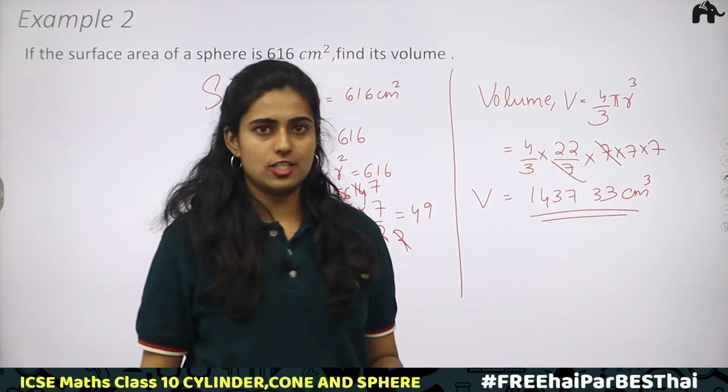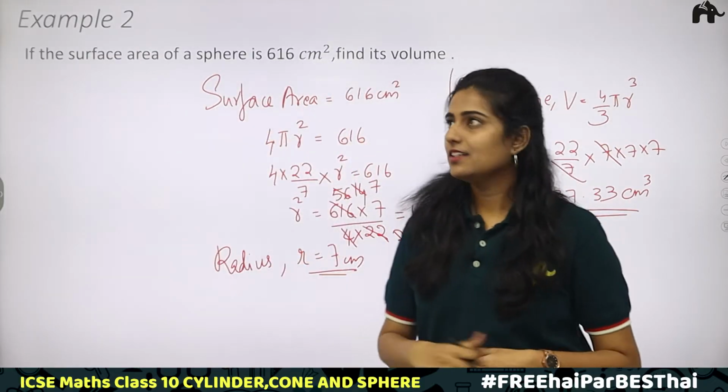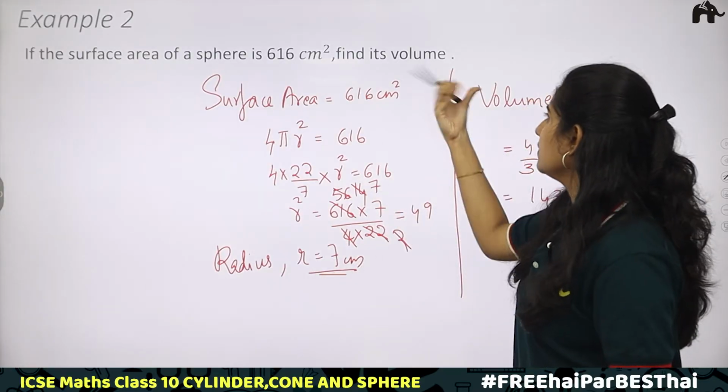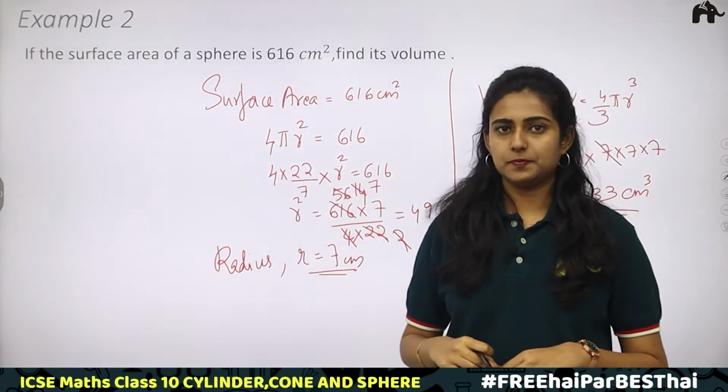You can try the calculation. Very simple, right? Here surface area was given. From surface area we determined radius. Using the radius we found the volume of the sphere.